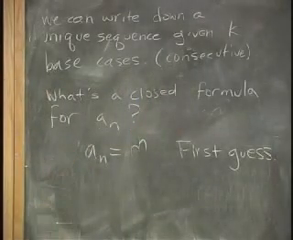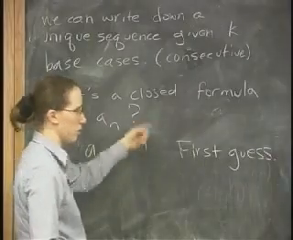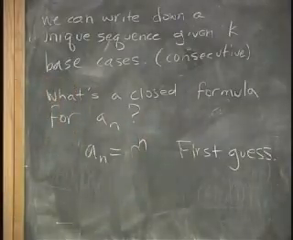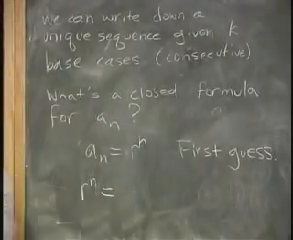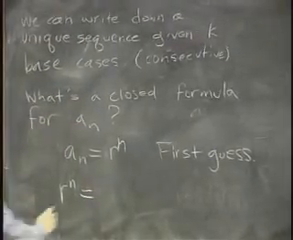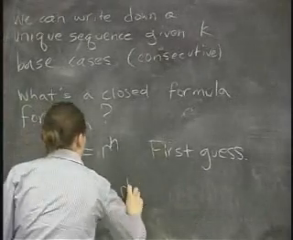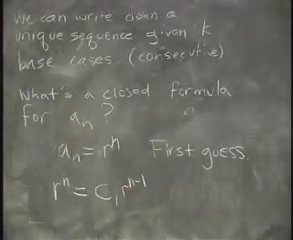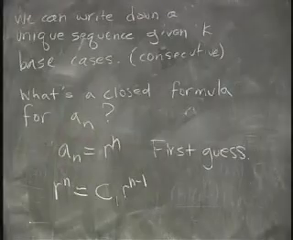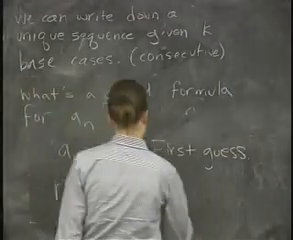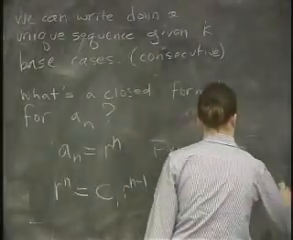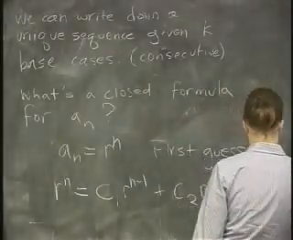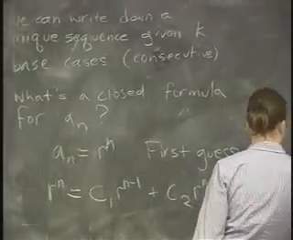Question is, what's r? So if we now plug in a_n equals r to the n into our recurrence relation, then r to the n is equal to c1 r to the n minus 1, because here I have a_{n-1}, so I have r to the n minus 1, plus c2 r to the n minus 2, all the way down to ck r to the n minus k.